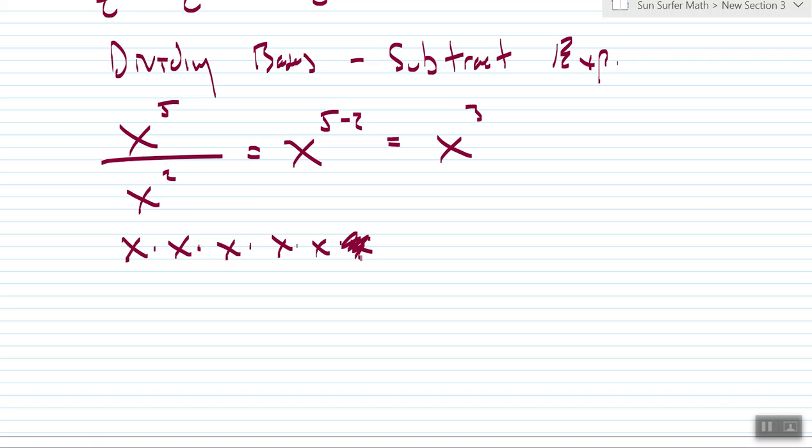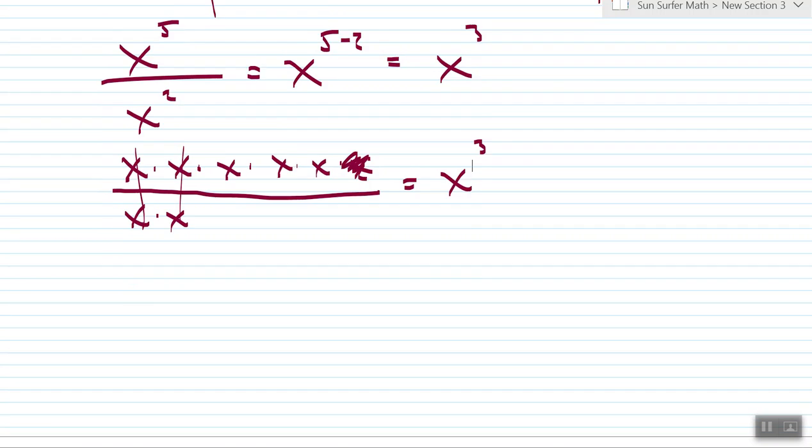Oops, that's 6. And in the denominator, we have 2 x's. And so we can cancel out some of these x's. And what we're really left with is our 3 x's in the numerator, or x cubed. And so there's a real quick verification of why this rule works. So just a couple more examples.